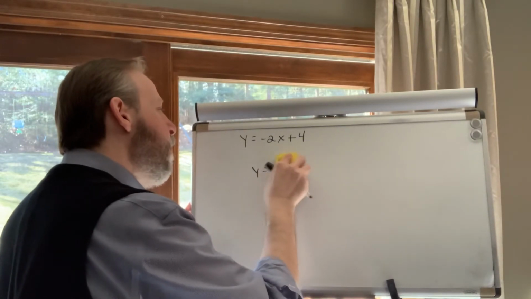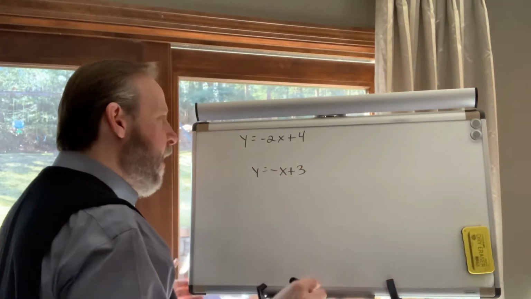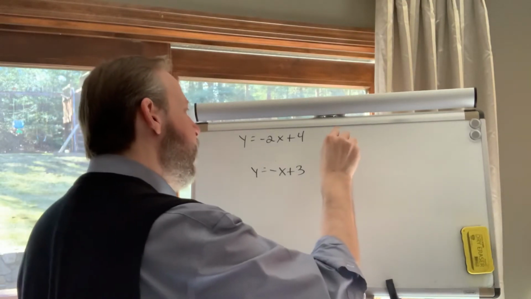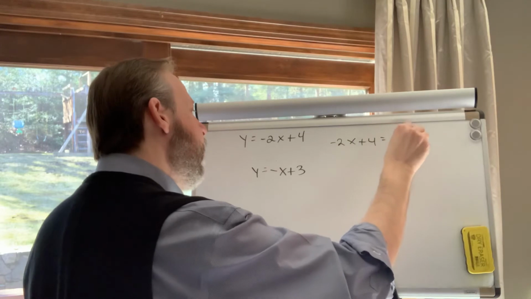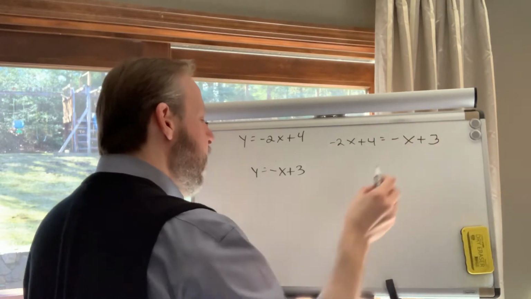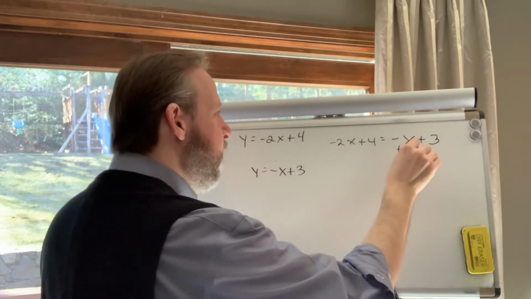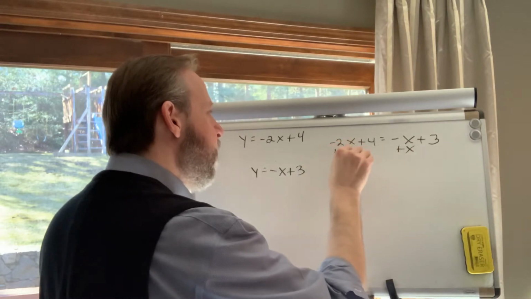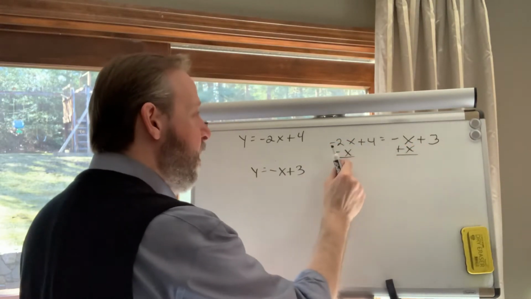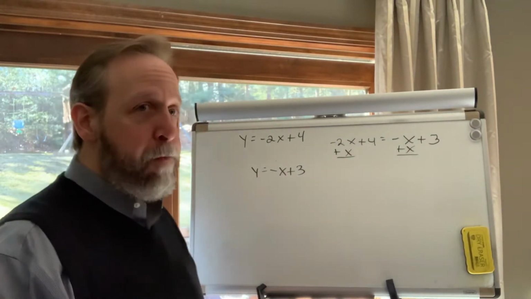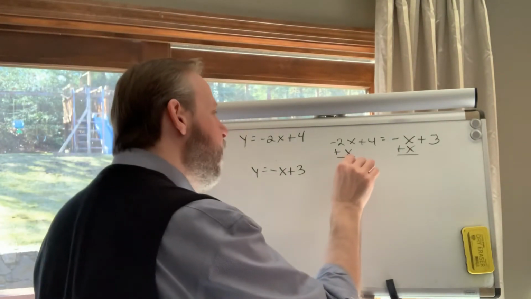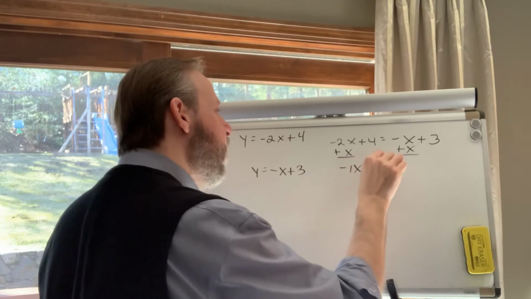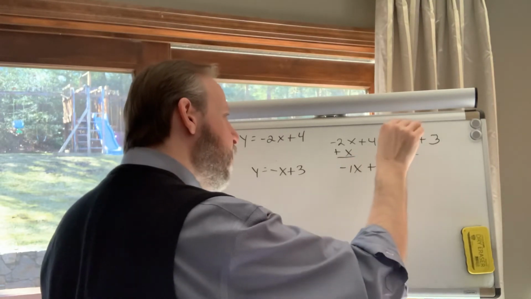And now because they're both in slope-intercept form, they both say y equals, I'm just going to set them equal to each other. Negative 2x plus 4 equals negative x plus 3. I'm going to add x to both sides. Please stop making mistakes right here. Negative 2x plus 1x equals negative 1x, or just negative x if you prefer. This one canceled out.